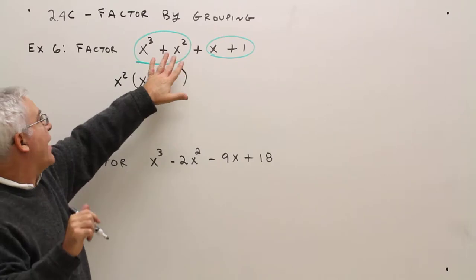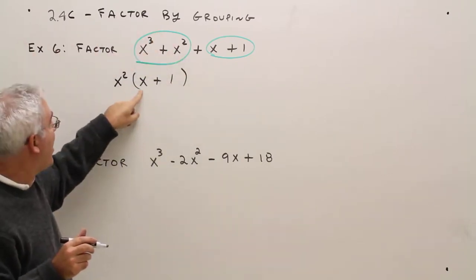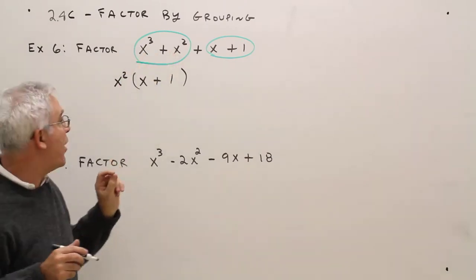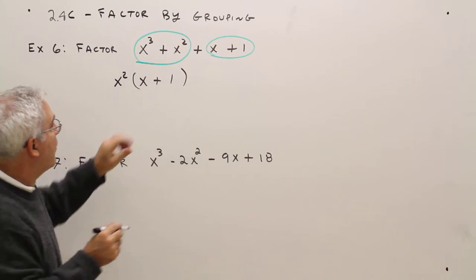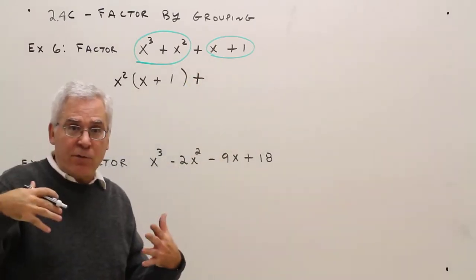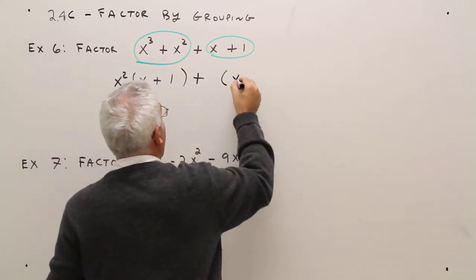Some students freak out when the entire thing comes out. You can check your work by distributing. X squared times x is x cubed. X squared times 1 is indeed x squared. Okay, so then I'll put that operation sign. And then over here, if you can factor stuff out, go for it. I don't think I can. I'll just put an x plus 1.